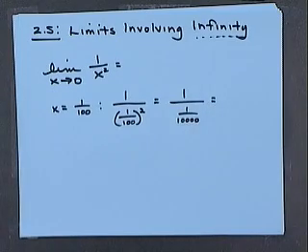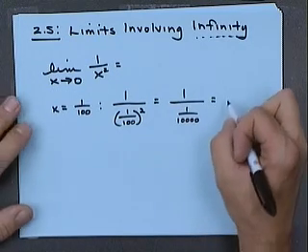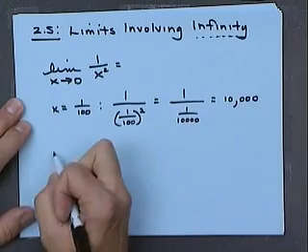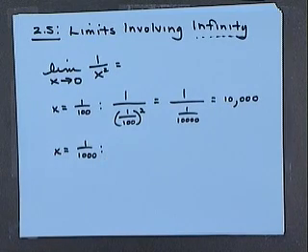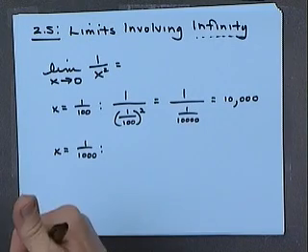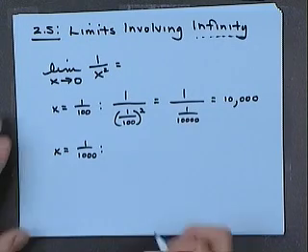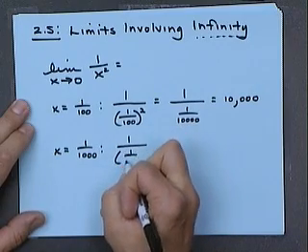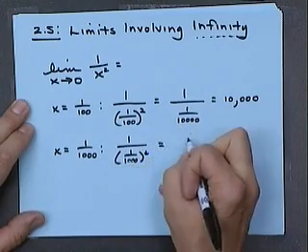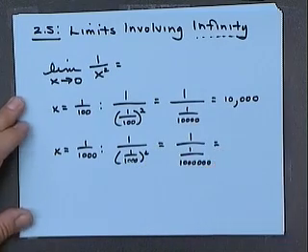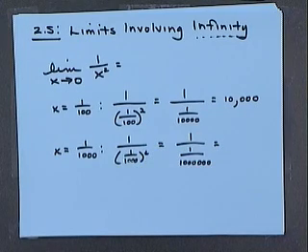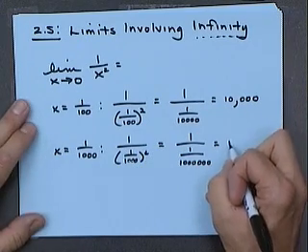So what is 1 over 1/10,000? That's 10,000, right? And if you let x get even smaller, then when you square it and it's in the denominator, it's even smaller. And when you take the reciprocal of that, it's even larger. So 1 over 1/1,000,000 ought to be a million.